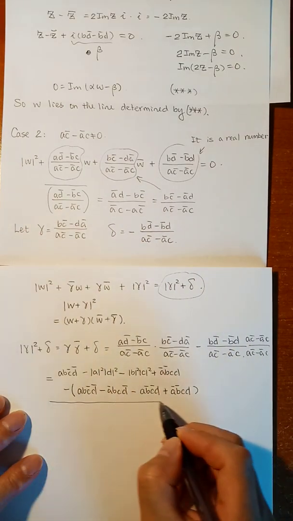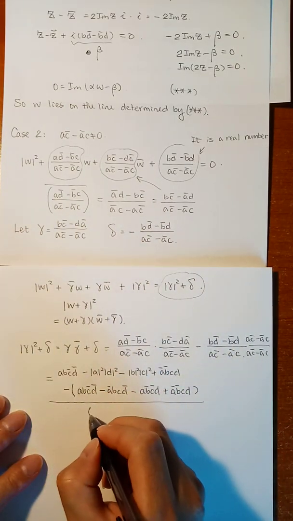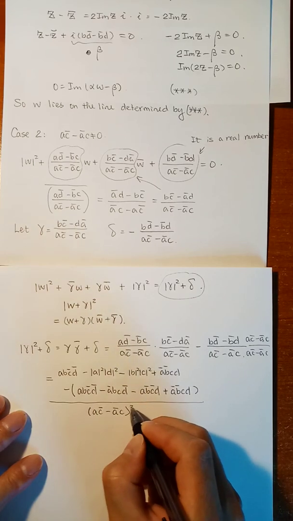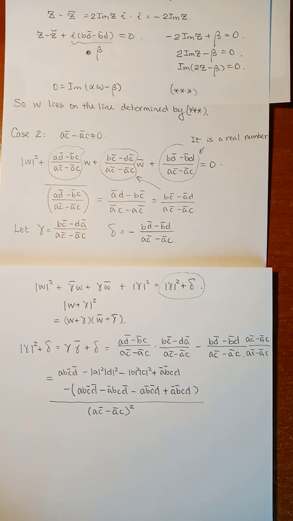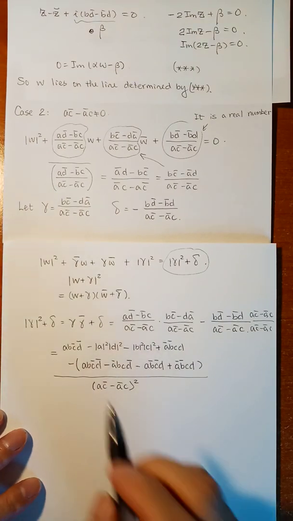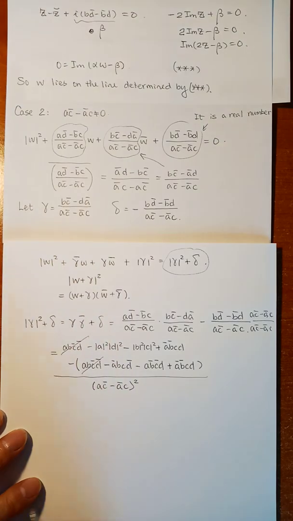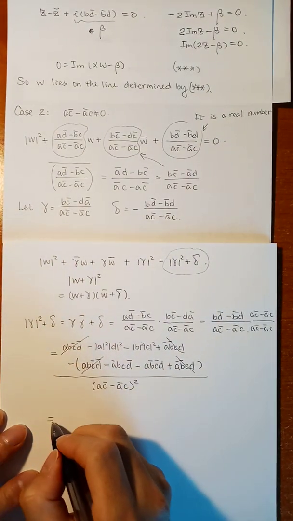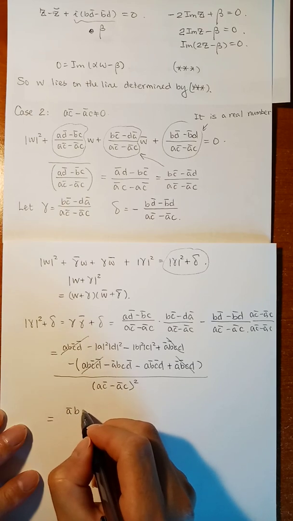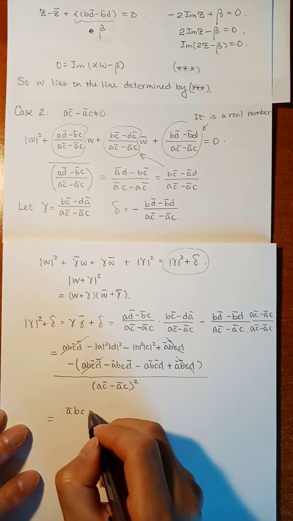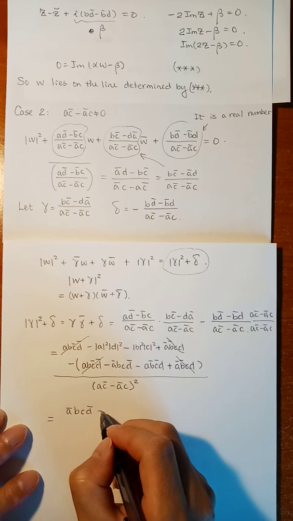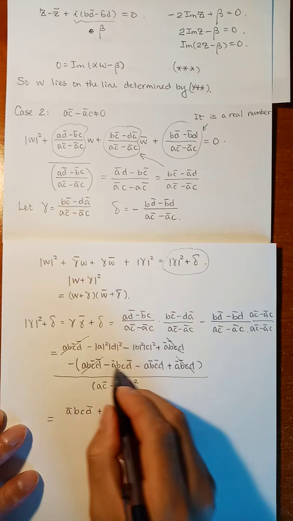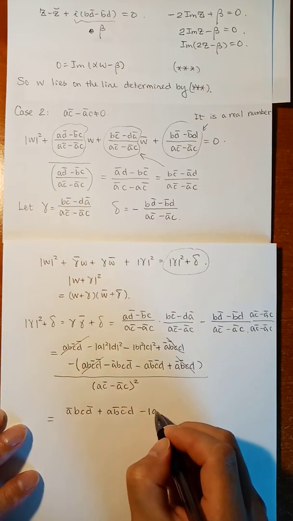And the whole thing after the subtraction, you will get over (AC bar minus A bar C) squared. Wow, what do we have? We have this term cancelled with this term, cancelled with this. So we will have A bar C, A bar B C D bar plus AB bar C bar D. These two terms positive and these two terms negative.